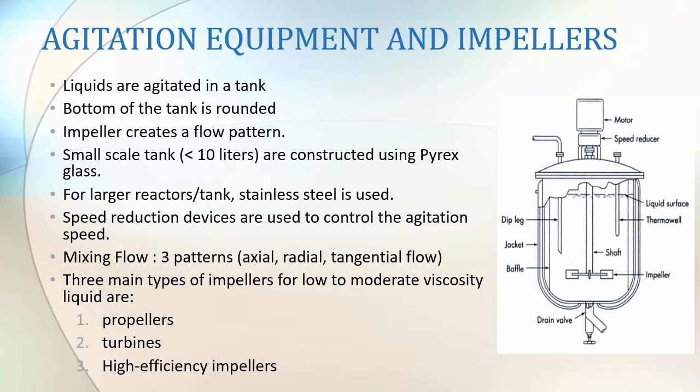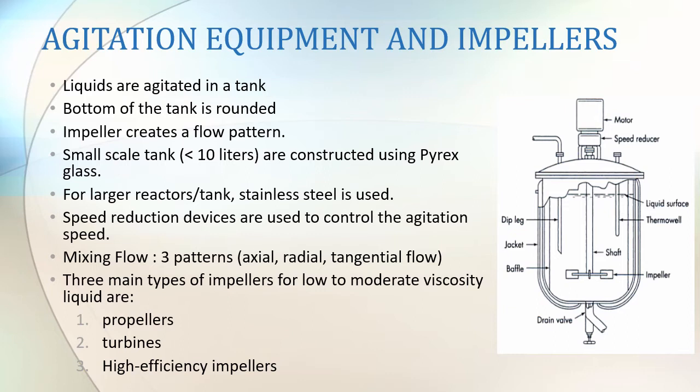Small scale tanks are usually constructed in Pyrex glass. So the material that we use depends on the volume of our mixing tank. For a large reactor or tank, stainless steel is usually used. Speed reduction devices are used to control the agitation speed. So you can see here, by having a speed reducer, we can actually control how fast we want our mixing process to be.